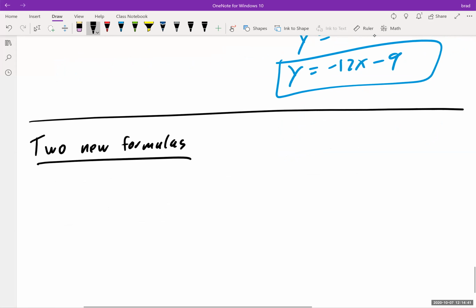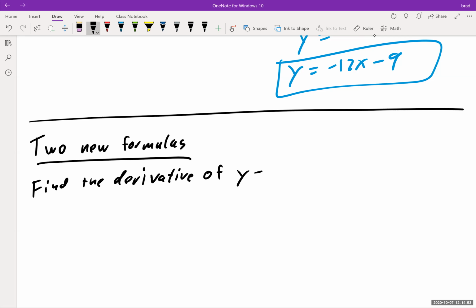Okay, so the first one is find the derivative of y equals sine inverse of x, using implicit differentiation. So we have to kind of think. Basically, we want to know the derivative of y equals sine inverse of x. So I want to know y prime, and then whatever the derivative of this would be. So we're going to d/dx both sides.